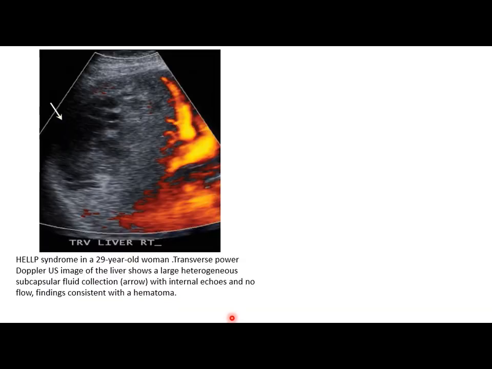So on ultrasound, the liver becomes enlarged, mainly the right lobe, and there is a heterogeneous or anechoic area indicating subcapsular hematoma.